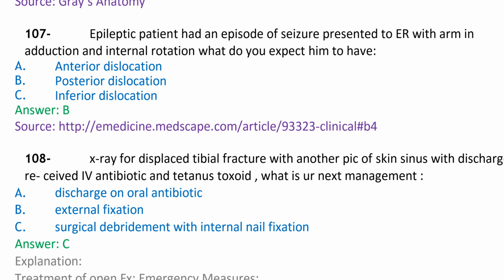The arm is adducted. It is really close to the body, and it is internally rotated, which means it's facing toward the body. So now you saw the patient, right? You saw the image, right? Can you smell that? Smell? Yes, you can smell the blood. You can smell that kind of fracture.